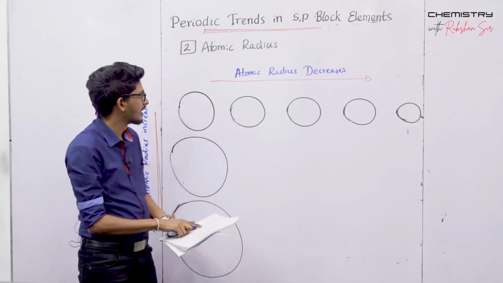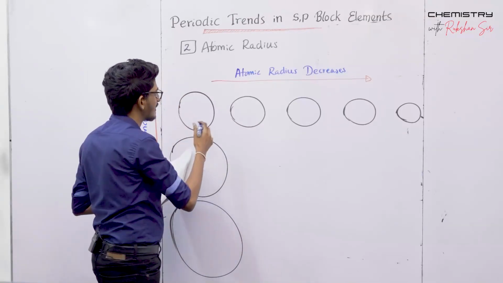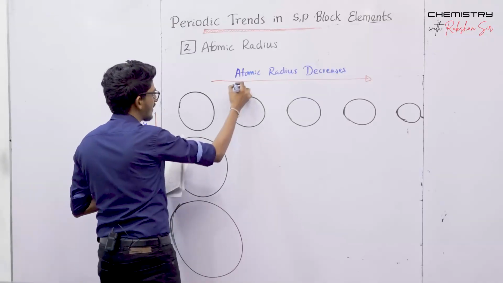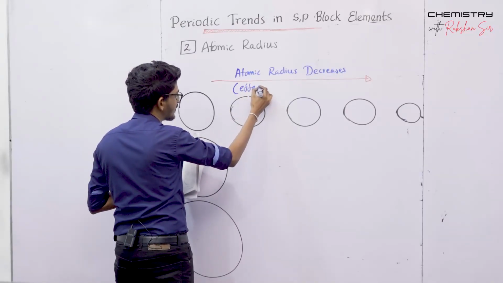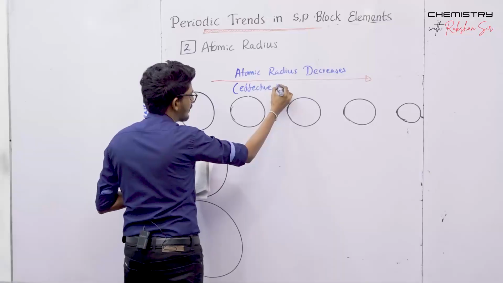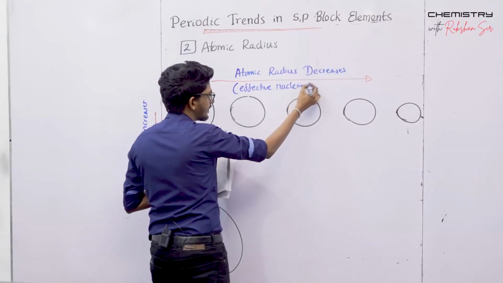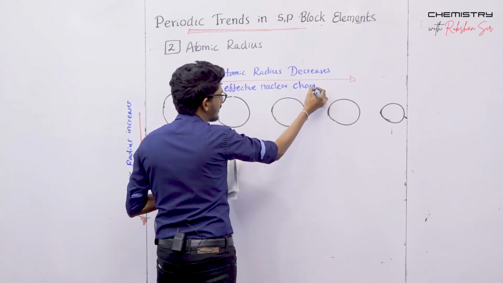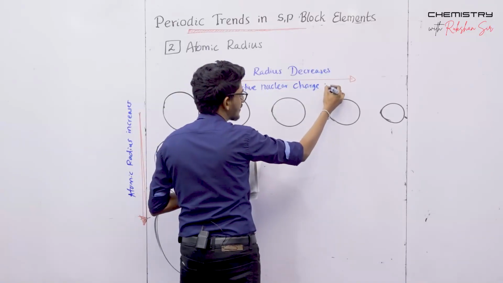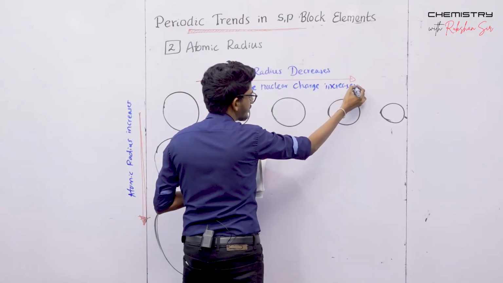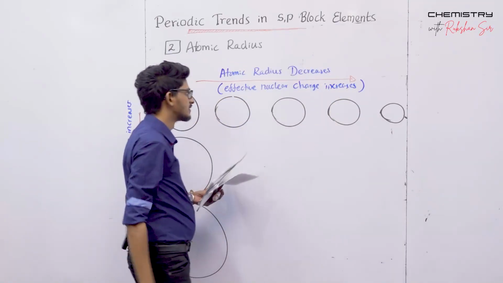So going towards the right of a period, the atomic radius decreases. What is the reason? Because the effective charge increases. That is the reason.